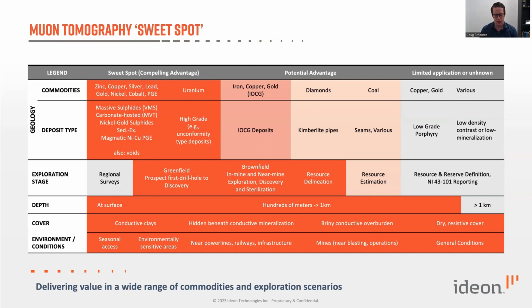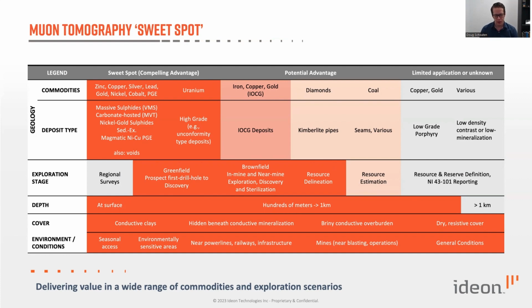And the focus of this talk today is on applying muon tomography for high-grade uranium deposits, such as those found in the Athabasca Basin. It can be used in early stage exploration all the way through to resource delineation, and through depths down to a kilometer underground.